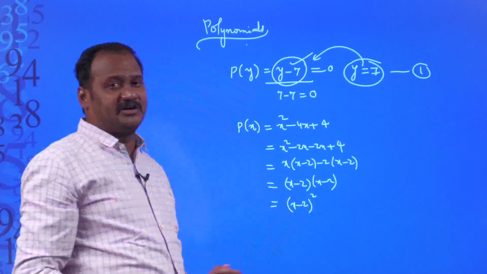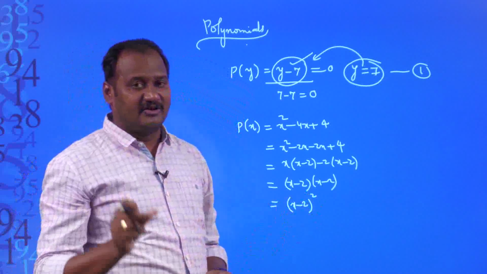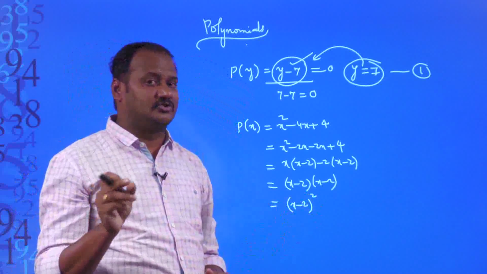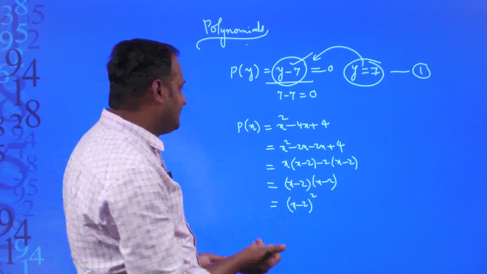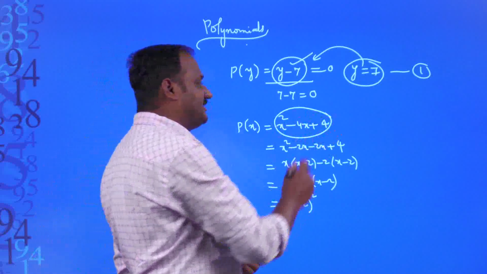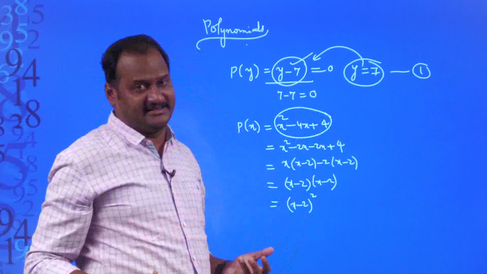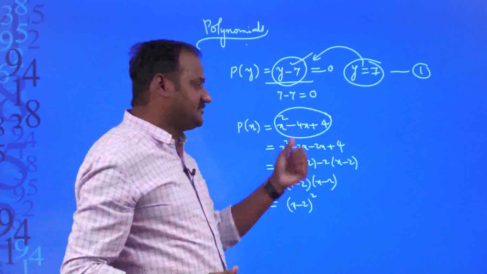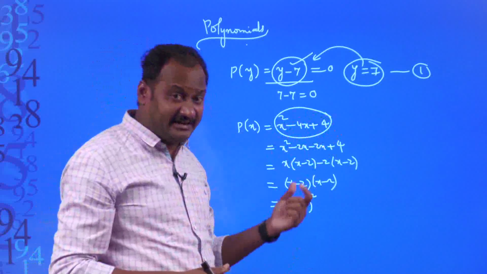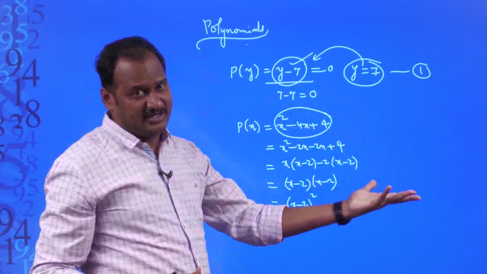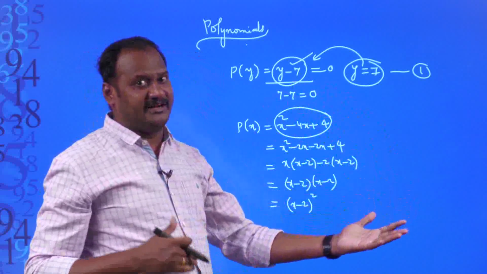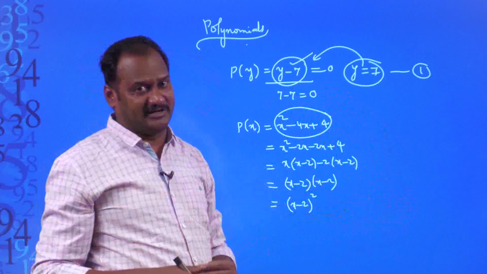So, this polynomial will become 0 only for x equal to 2, but not for any other number. Can I say that the number of zeros of the second degree polynomial is exactly 2? No, I cannot. Here the number of zeros of this second degree polynomial is only 1, but in the previous case it is 2. But we cannot get more than 2 zeros of a second degree polynomial.